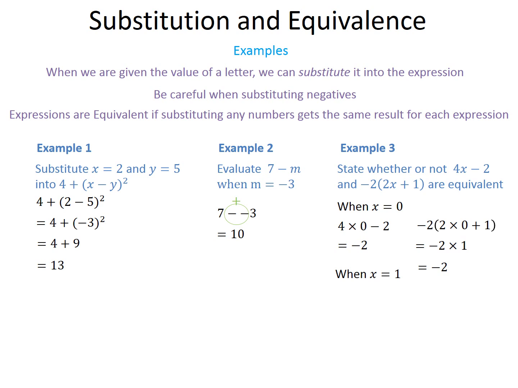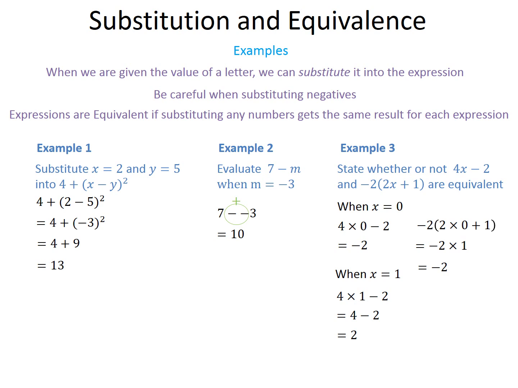And so now I'm going to say when x equals 1. Notice that I'm writing down what number I am substituting in. The question didn't tell me what numbers to substitute in. So it's not like these ones where I can just jump straight into the substitution. I have to say what number I'm using. And so when x equals 1, we've got, for the first expression up here, now we've got 4 times 1 minus 2, which is equal to 4 minus 2, which is 2.